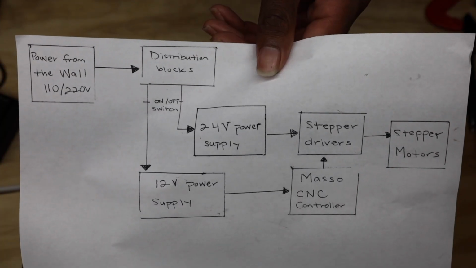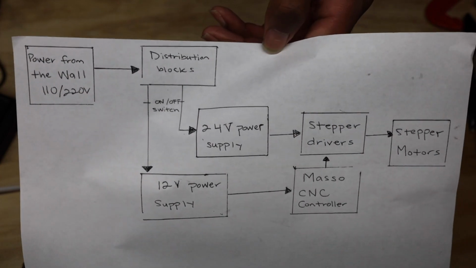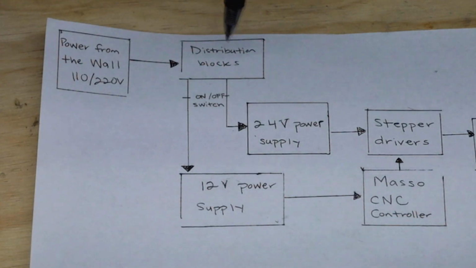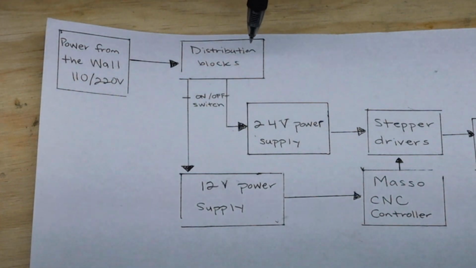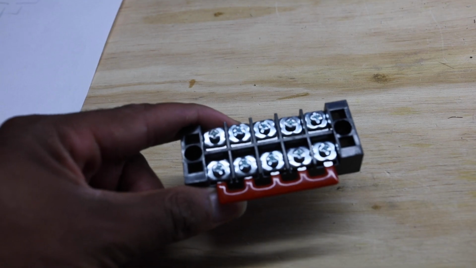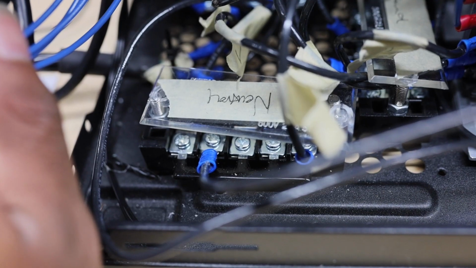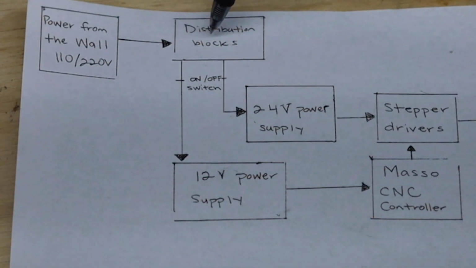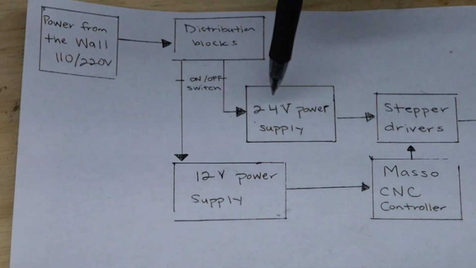So I thought it would be easiest to explain what's going on inside the control box with this block diagram. Okay, so the first thing that happens is that AC power comes into the control box from the wall and goes to my distribution blocks. From the distribution blocks, power is distributed to any one of my DC power supplies after going through my on-off switch.